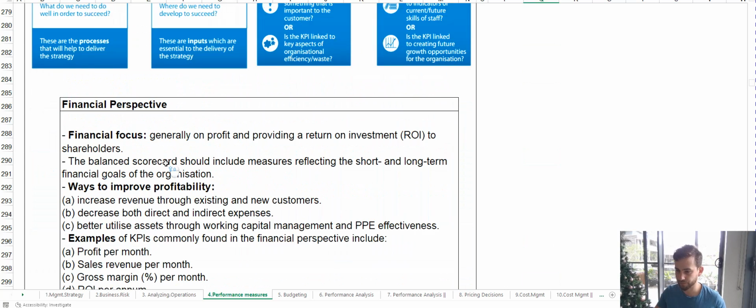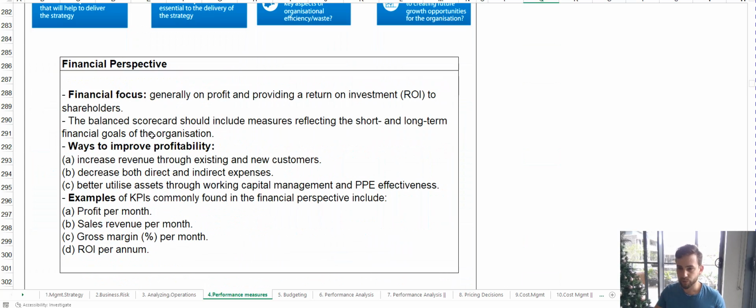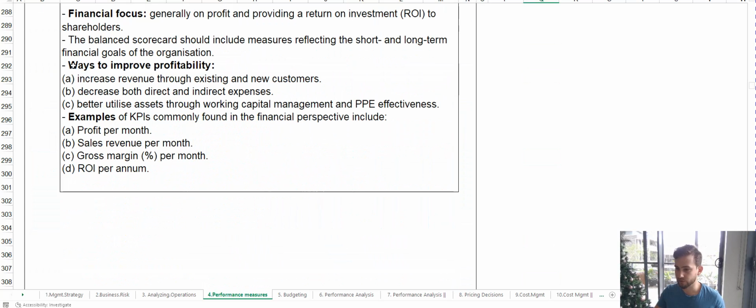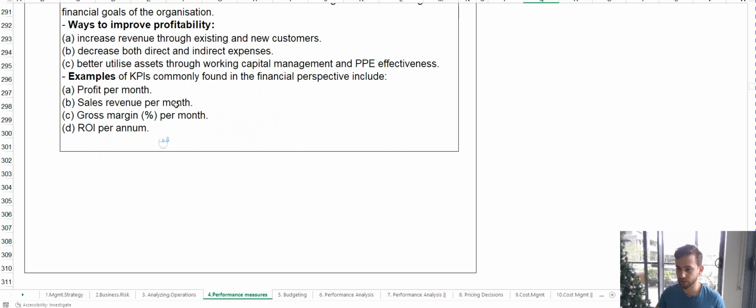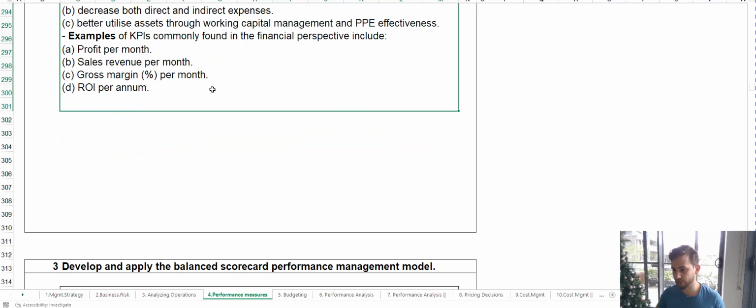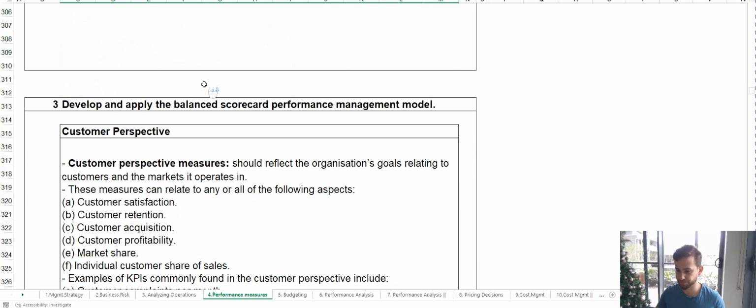So financial. It's generally focusing on profit and return on investment to shareholders. So it should include measures of the short-term and long-term financial goals of the organization. Ways to improve profitability are to increase revenue through existing and new customers, decrease both direct and indirect expenses, and better utilize assets through working capital and PPE effectiveness. Examples of KPIs commonly found in the financial perspective include profit per month, sales revenue per month, gross margin per month, ROI per annum.